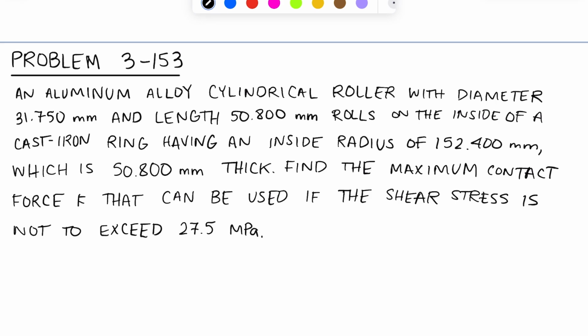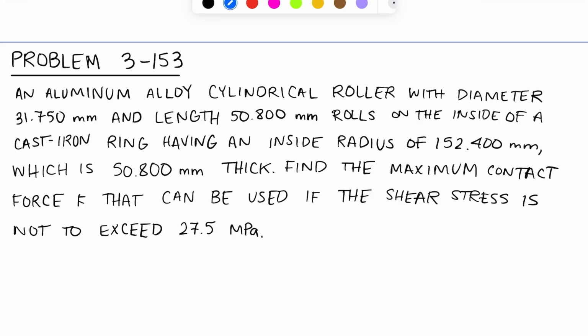I'll read it aloud. We have an aluminum alloy cylindrical roller with a diameter of 31.75 millimeters and length 50.800 millimeters, which rolls on the inside of a cast iron ring having an inside radius of 152.4 millimeters, which is 50.8 millimeters thick. Find the maximum contact force F that can be used if the shear stress is not to exceed 27.5 megapascals. So this question is asking you to use Hertzian contact for a cylinder on a cylinder, or in this case, a cylinder inside of a hollow cylinder.